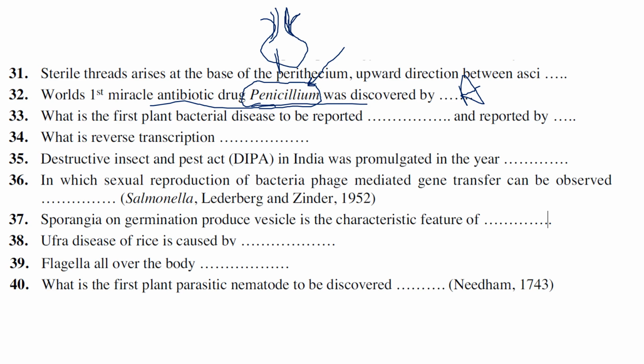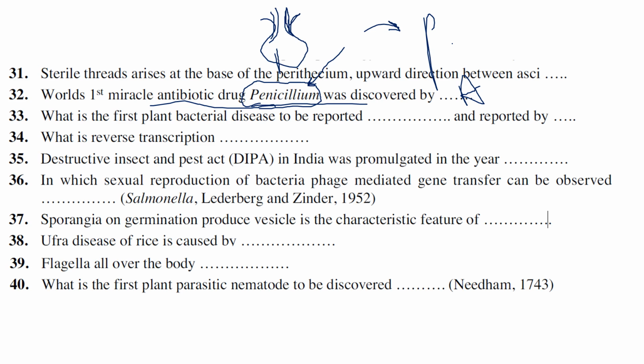It was originally isolated from the fungus Penicillium notatum. Now penicillin is isolated from Penicillium chrysogenum, because Penicillium chrysogenum can produce 100 times more yield than Penicillium notatum. That's why industries use Penicillium chrysogenum instead of Penicillium notatum.